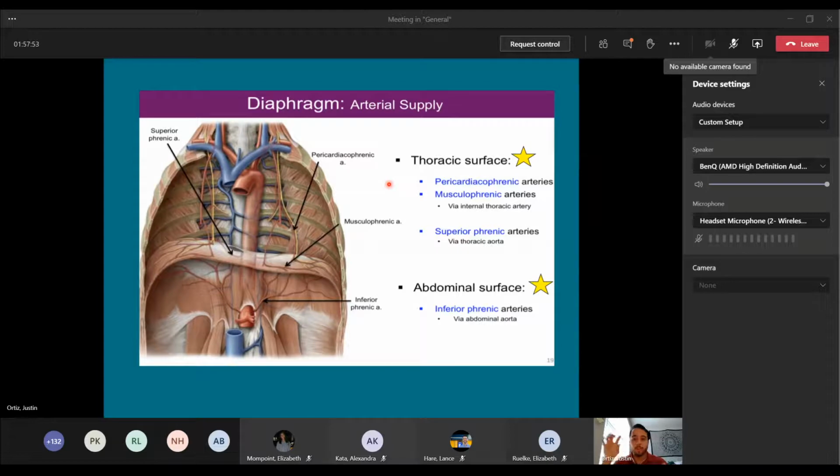I wanted you to really understand where they're coming from, so you understand, okay, that makes sense why the pericardiophrenic coming from the internal thoracic is supplying the top portion of the diaphragm. Same thing with musculophrenic, and the same thing with the superior phrenic artery, right? So it's going to be that one.